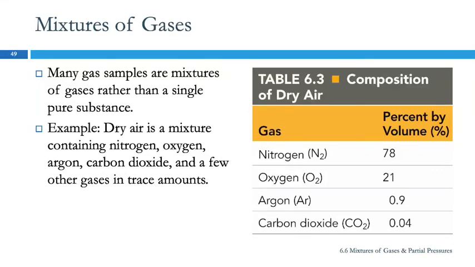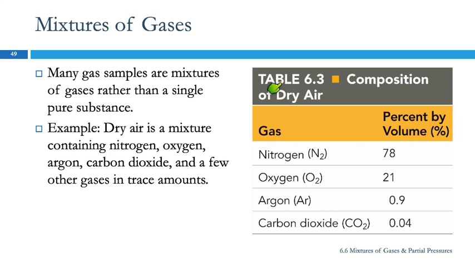A lot of gas samples are mixtures. They're not just a single gas. Air is a great example of a mixture of gases. So air is mostly nitrogen. It's actually 78% by volume nitrogen. It's got oxygen in there too, 21%. A little bit of argon, a little bit of carbon dioxide.